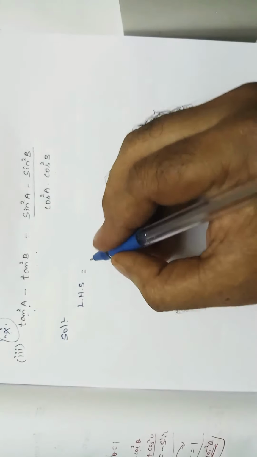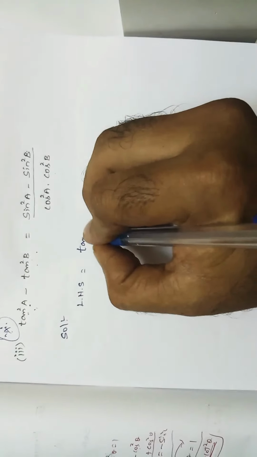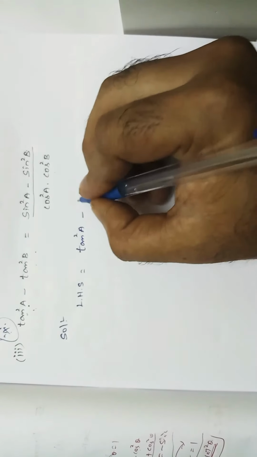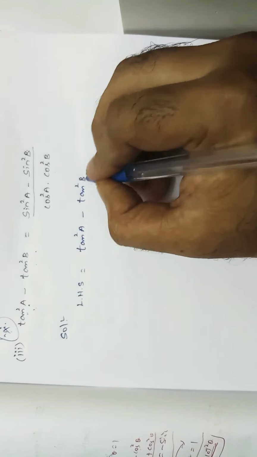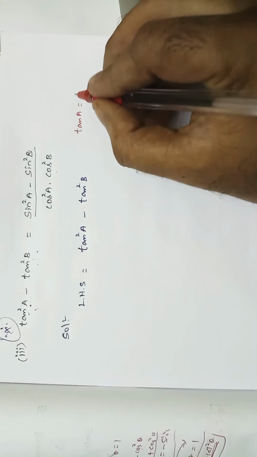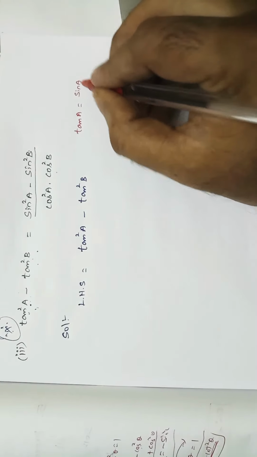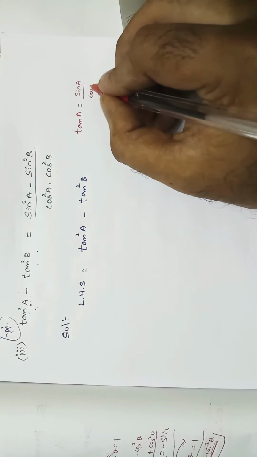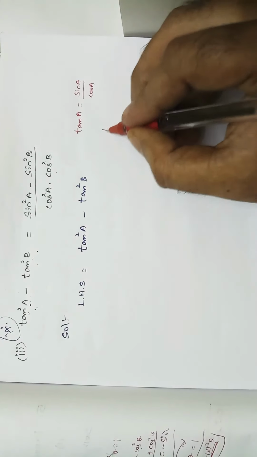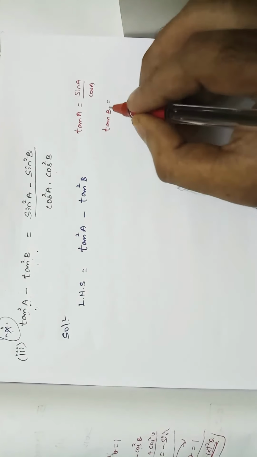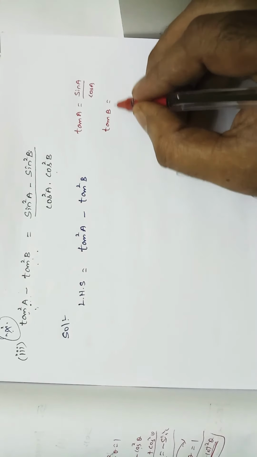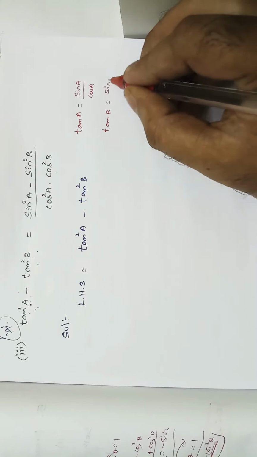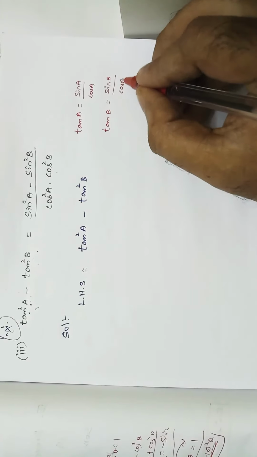So just take the LHS. What is the LHS? Tan square A minus tan square B. We know that in terms of sin cos, tan A is equal to sin A divided by cos A. And tan theta is nothing but sin theta by cos theta. Instead of theta, what is there? B. So simple. Sin B divided by cos B.